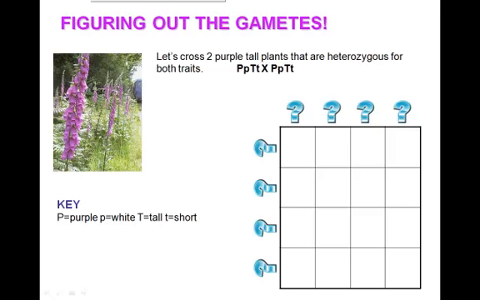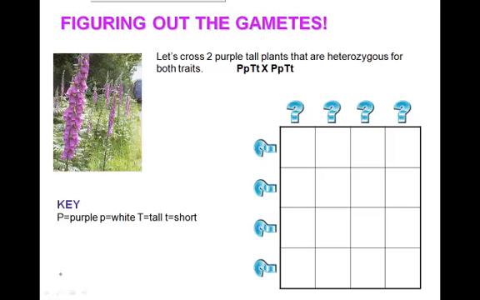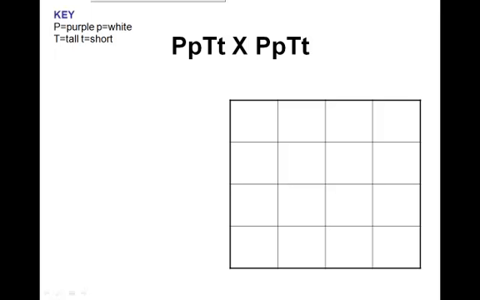We're going to cross two purple tall plants that are heterozygous for both traits. Here's the cross we have. Now we're assuming basic Mendelian principles, which means these genes, the P and the T's, are on different chromosomes, so they have the opportunity to be inherited in different random combinations. That's Mendel's rule of independent assortment we talked about.